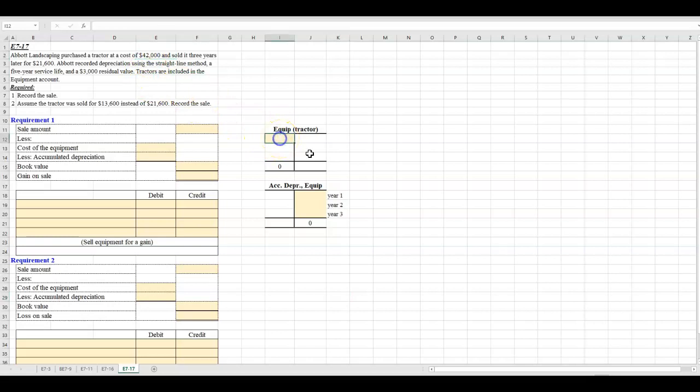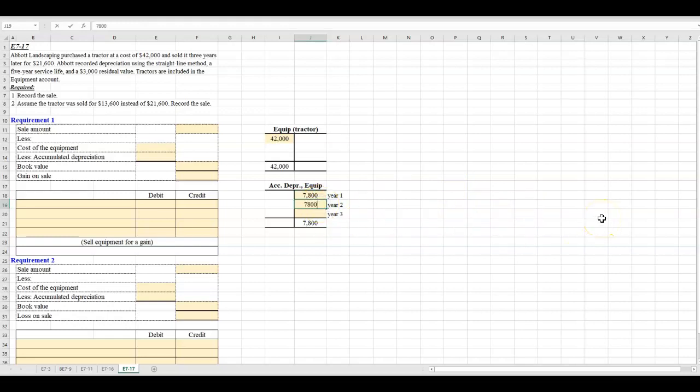So we need some information before we can go any further. Well, we know the tractor cost $42,000. You have to calculate how much depreciation they've already taken on this piece of equipment. So my depreciation would be $42,000 minus $3,000 divided by 5 years, right? Isn't that what we said we were going to do? It says they recorded depreciation using straight line, 5-year service life with a $3,000 residual value. So $42,000 minus $3,000 divided by 5 years gives us $7,800 per year.